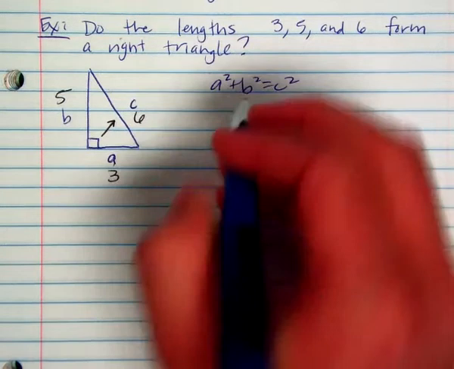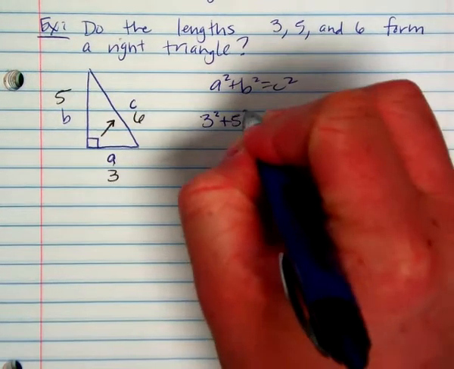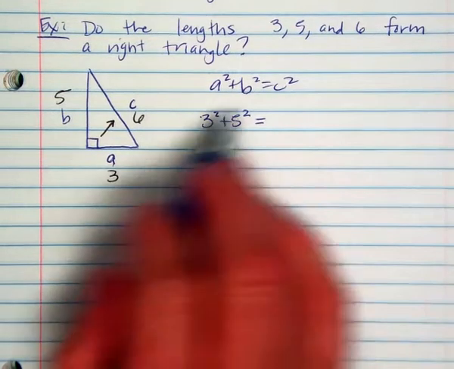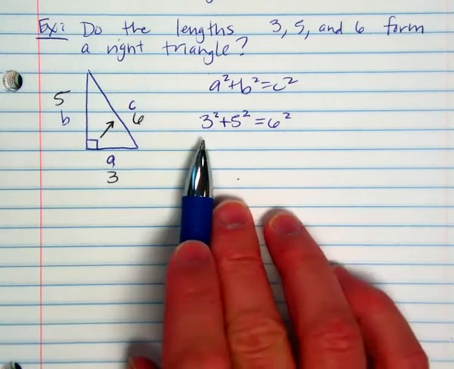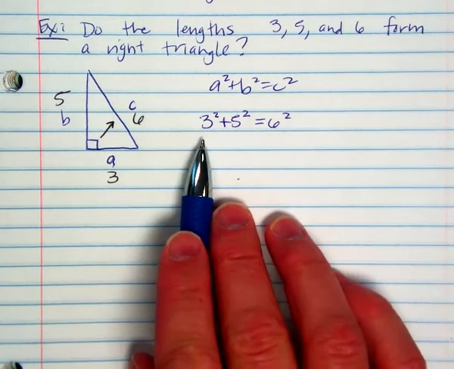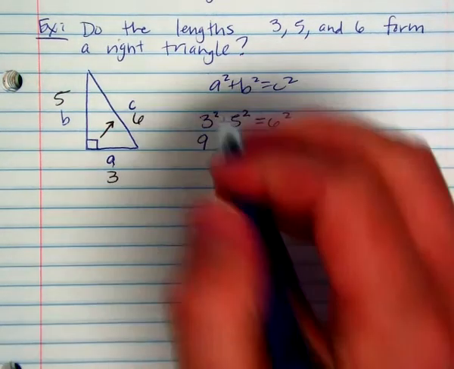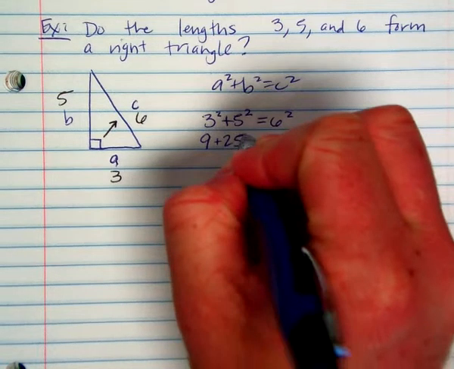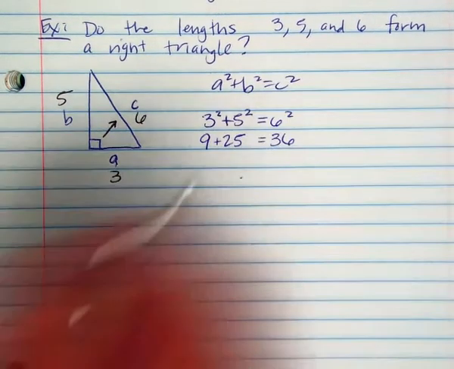Instead of a, we have 3, so this is 3 squared. Instead of b, we have 5, so plus 5 squared. Equals, and instead of c, we have 6, so equals 6 squared. 3 squared, that's 3 times 3, so I should have 9. 5 squared, 5 times 5, so I should have 25. 6 squared, 6 times 6, that would give me 36.